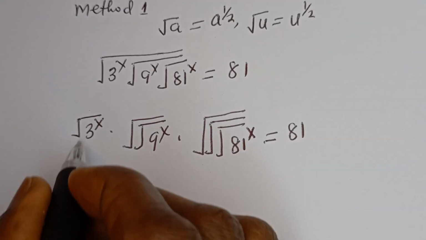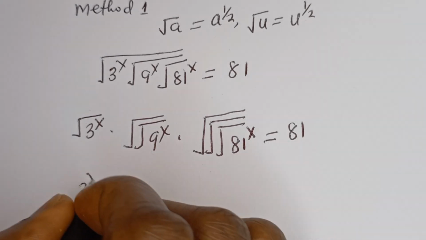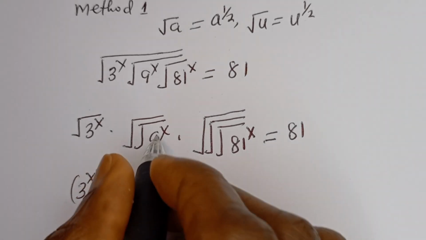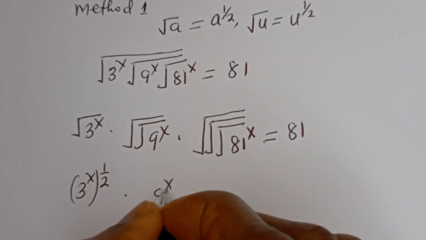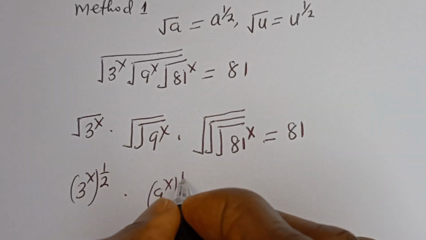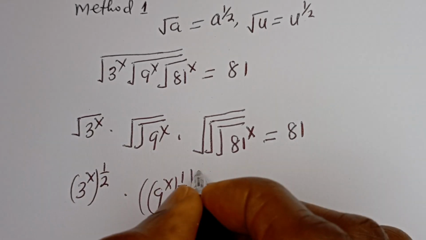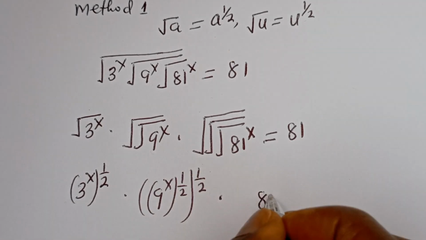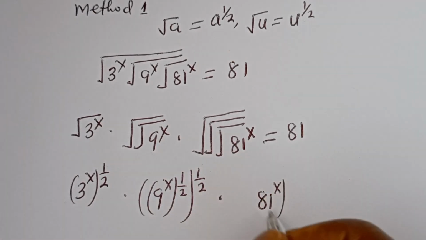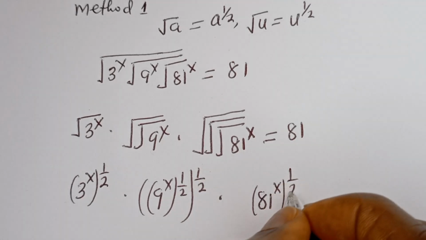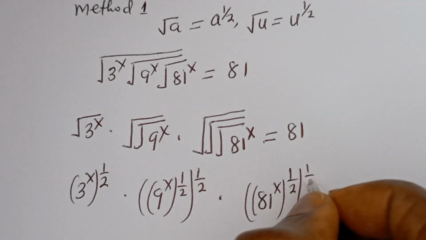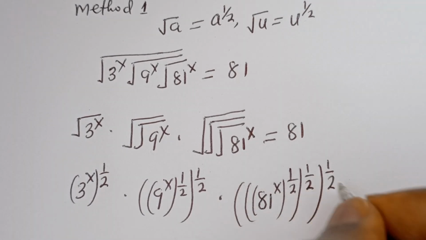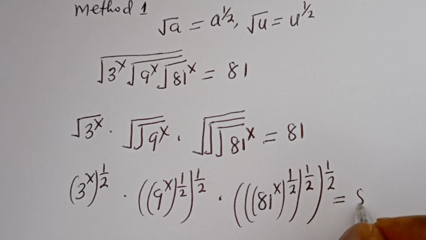Now, this can be written as 3 to the power of x to the power of 1 over 2 multiplied by 9 to the power of x to the power of the first square root is 1 over 2 to the power of the second square root is 1 over 2 multiplied by 81 to the power of x to the power of the first square root is 1 over 2 to the power of the second square root is 1 over 2 to the power of the third square root is 1 over 2 is equal to 81.